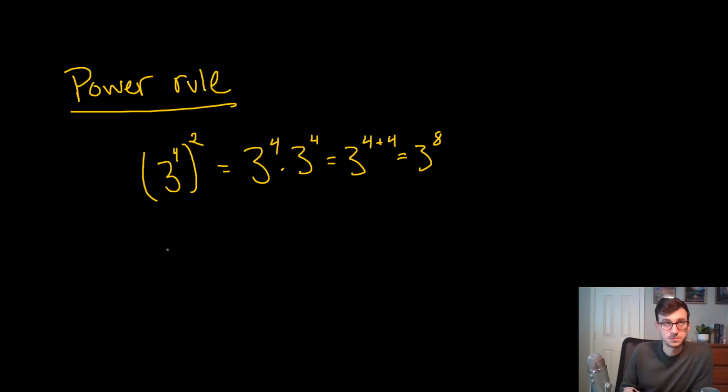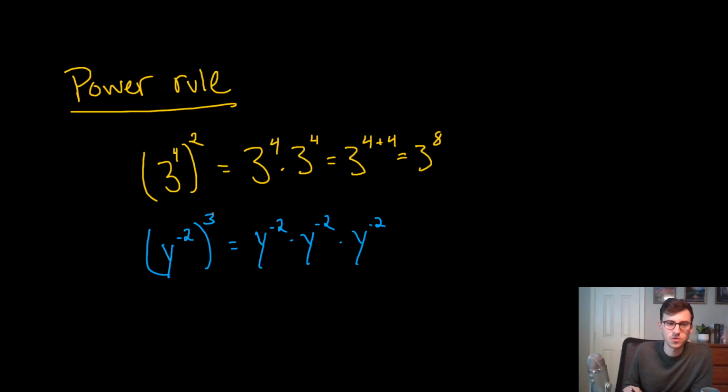What if I had, let's use a variable, y to the negative 2 raised to the 3rd power, right? So you could say that's y to the negative 2 times y to the negative 2 times y to the negative 2, right? I have y to the negative 2 3 times. So that's y to the negative 2 plus negative 2 plus negative 2, or y to the negative 6. Now, is there a pattern that you see?